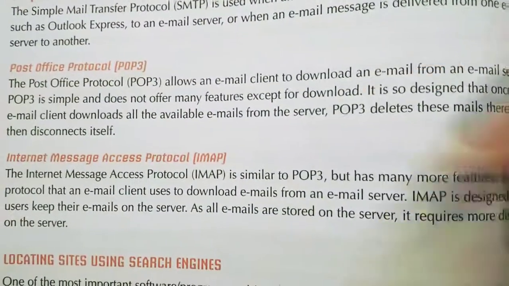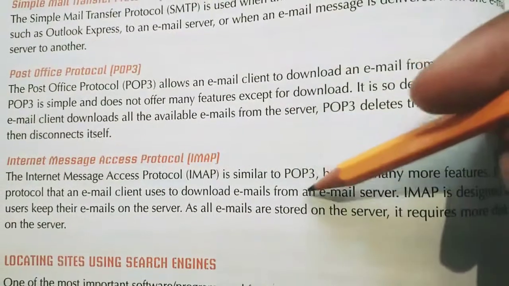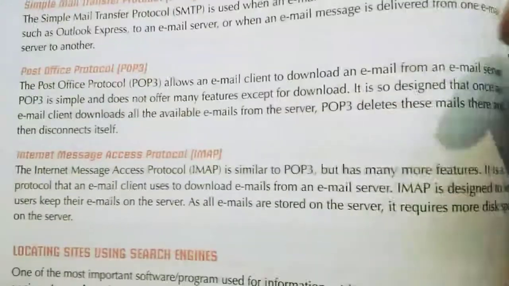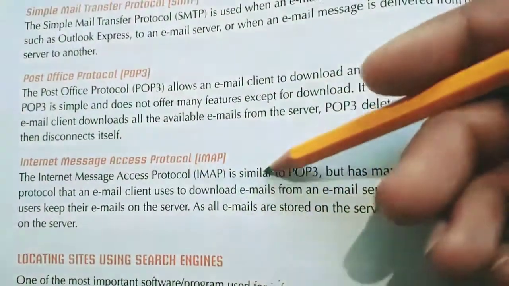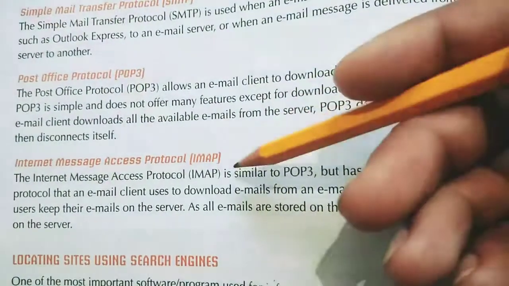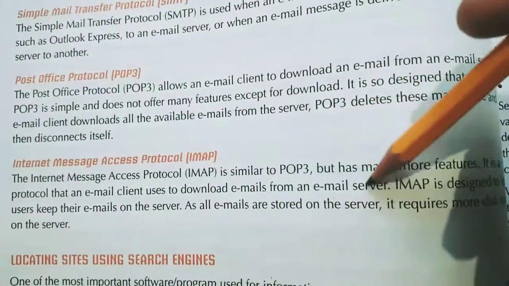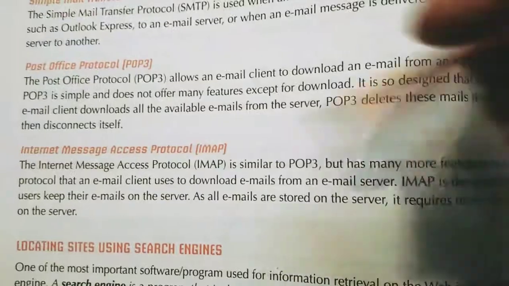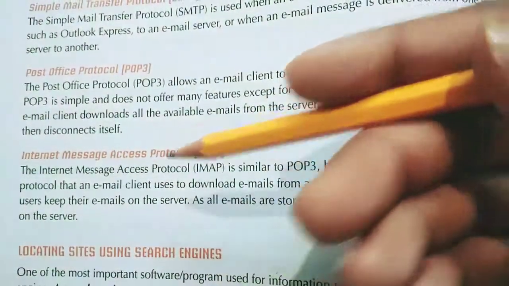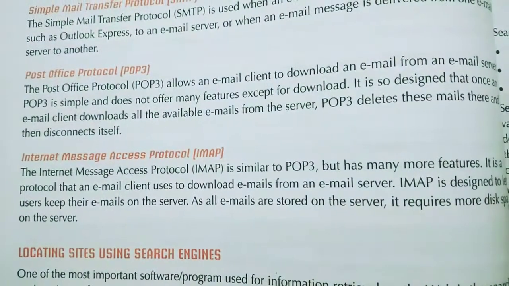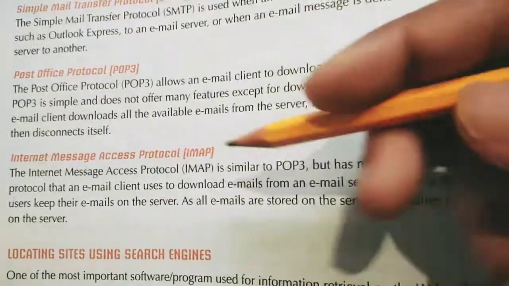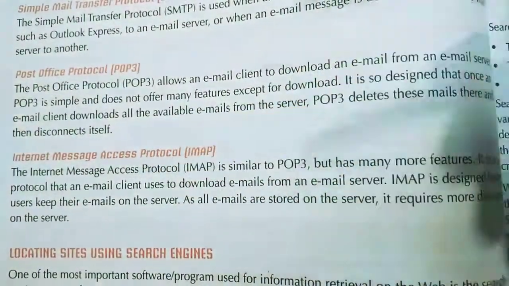Next is Internet Message Access Protocol, IMAP. IMAP is similar to POP3, but has one difference: it has many more features than POP3. It is a protocol that an email client uses to download email, so here also it allows you to download email from an email server. But what more features does it have? IMAP is designed to let users keep their emails on the server. It does not delete the mail. See, POP3 deletes the mail, but IMAP allows the email to be kept on the server.